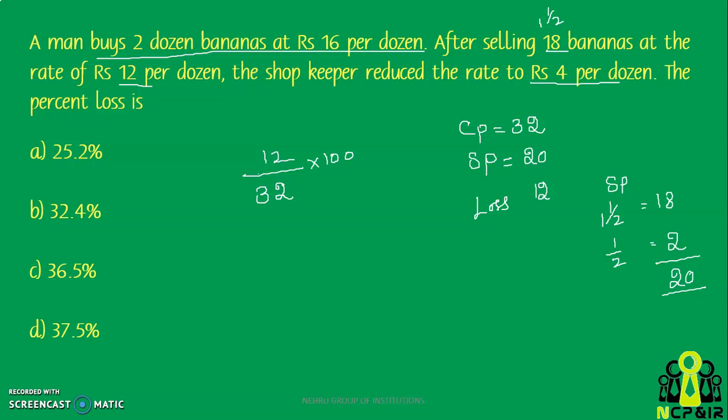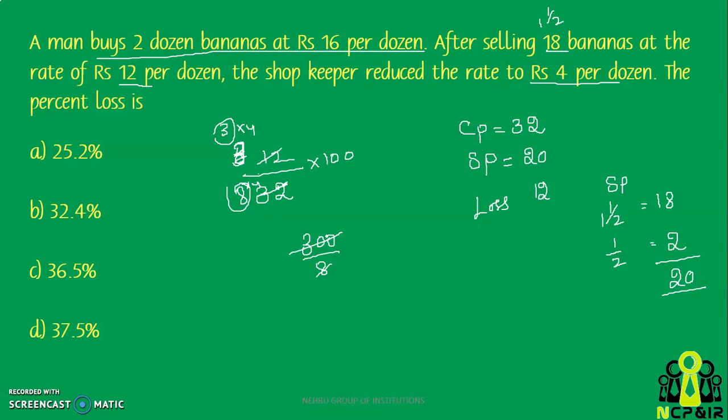This is loss divided by cost price into 100. So this is 4 into 3, which is 12. This is 8 into 4. So 3 by 8 into 100, you get 300 divided by 8. So this is 3 into 4, this is 8 into 4. So we got 3 by 8.